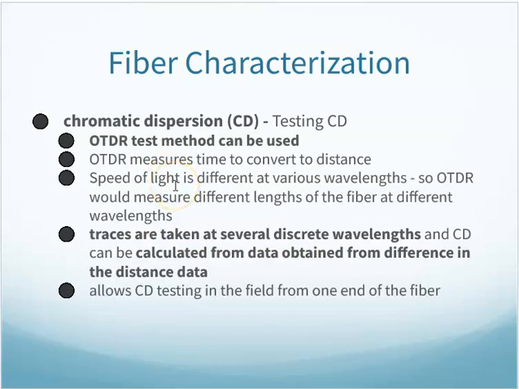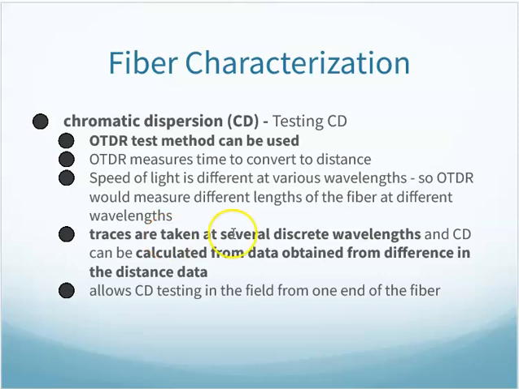OTDR can be used to test for this, because an OTDR measures time to convert to distance, and the speed of light is different at various wavelengths. So the OTDR would measure different lengths of fiber at different wavelengths. So, it sends a pulse down. I'm just going to use a generic color red. It's going to measure the cable is so many meters long. Blue, it's going to be maybe slightly longer. Green, it might be slightly longer. So that would let you know the amount of dispersion when the cable hasn't changed length, but those wavelengths of light are indicating it's a different length. That's one way that you could test for that.